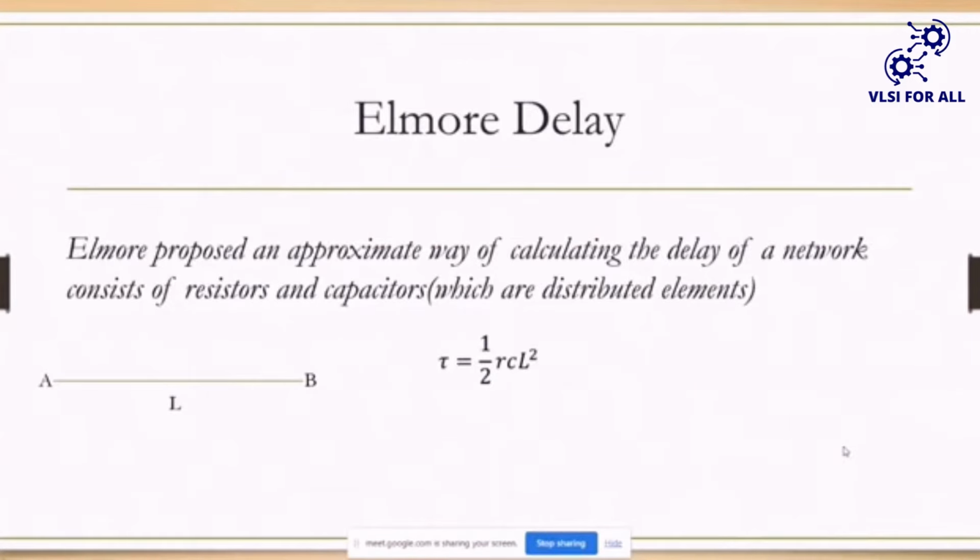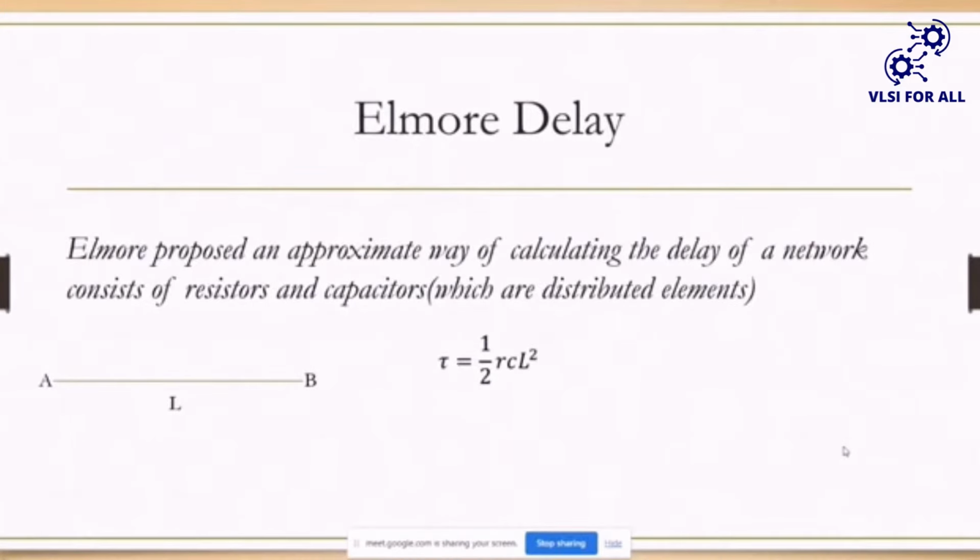Now, because of this resistance and capacitance, there will be a delay, and that delay, Elmore, a scientist, approximated in such a way that Elmore delay can be approximated as 1/2 RCL square.